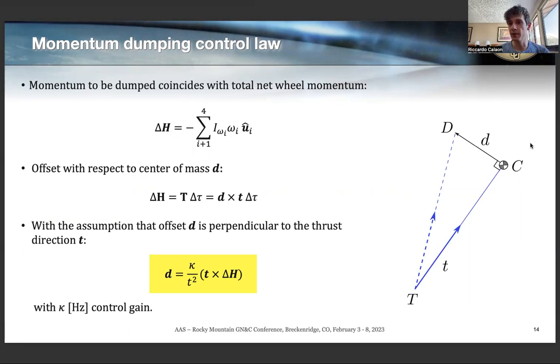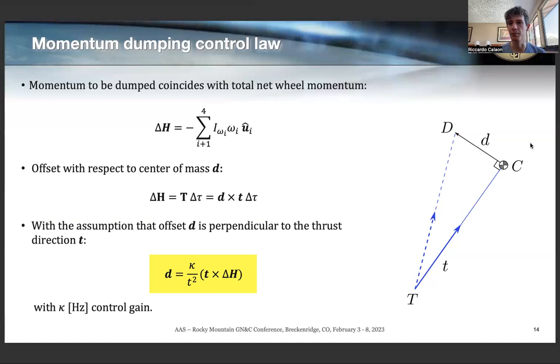This offset D is computed via a control law that is derived from a vector delta H, which is the amount of momentum that we want to dump. In these simulations, such amount of momentum coincides with the opposite of the total momentum on the reaction wheels. And assuming that the offset D is perpendicular to the thrust direction vector, we can compute a control law for D, which is obtained as the equation that is highlighted in yellow.